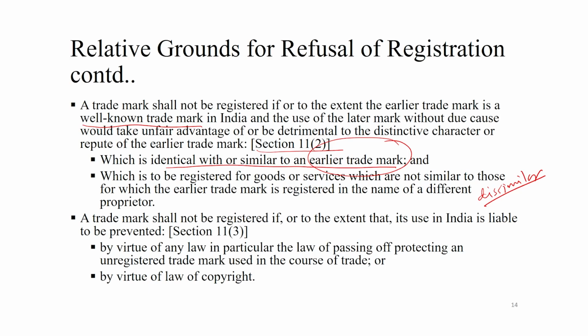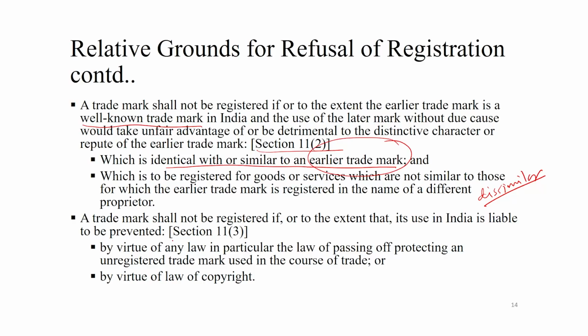So identical with an earlier trademark, not allowed for similar goods. Similar with an earlier trademark, not allowed for similar goods, identical goods. But if the earlier trademark which I am referring to is a well-known trademark, then registration will be refused for similar goods, identical goods as well as dissimilar goods. A higher protection is given to well-known trademarks. We will see what is the meaning of well-known trademark.